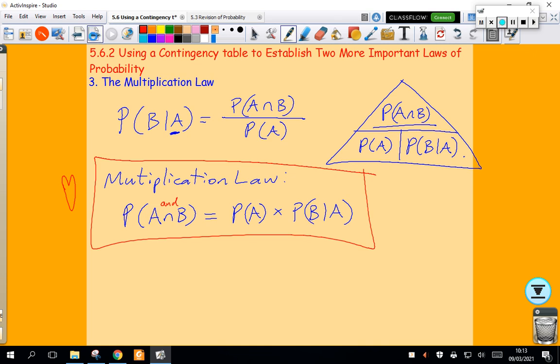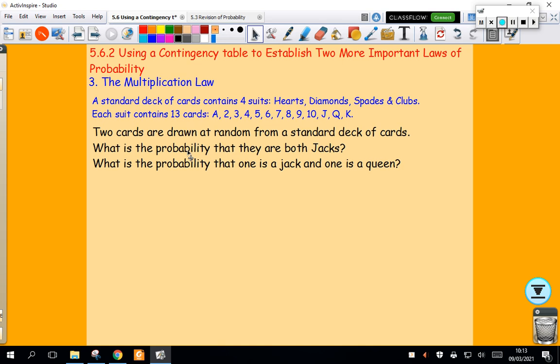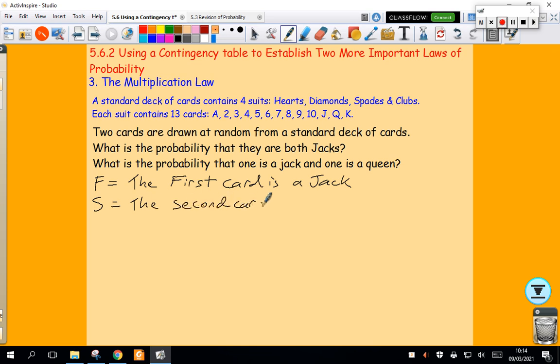Let me look at one example. Two cards are drawn at random from a standard deck of cards. What is the probability that they are both jacks? What is the probability that one is a jack and one is a queen? Let me define two events here. I'm going to call event F the outcome that the first card is a jack, and I'm going to call S the event that the second card is a jack.